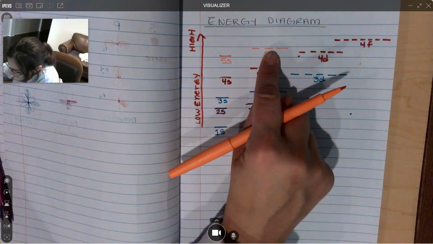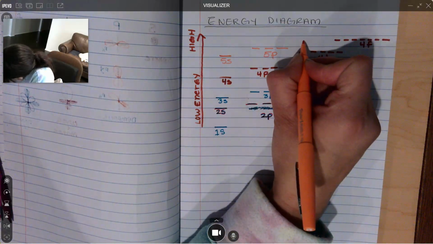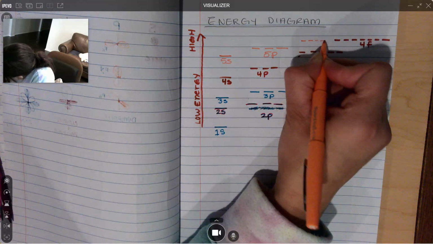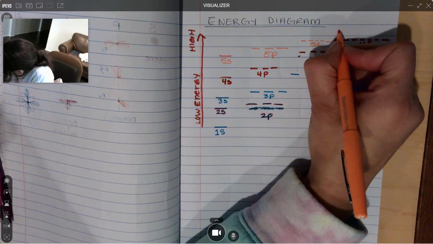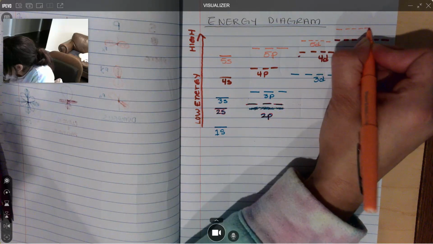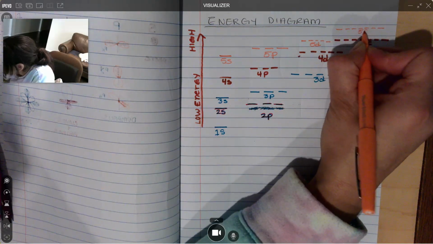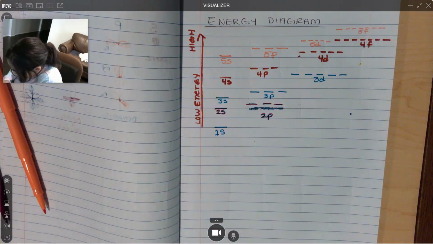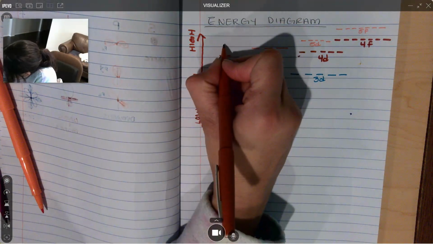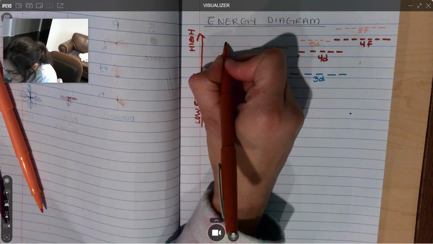So we have our 5p. From our 5p, you're going to see our 5d: 1, 2, 3, 4, 5, 5d. And then you're going to see the 5f: 1, 2, 3, 4, 5, 6, 7, 5f. And this literally continues on all the way until you get to your 7.